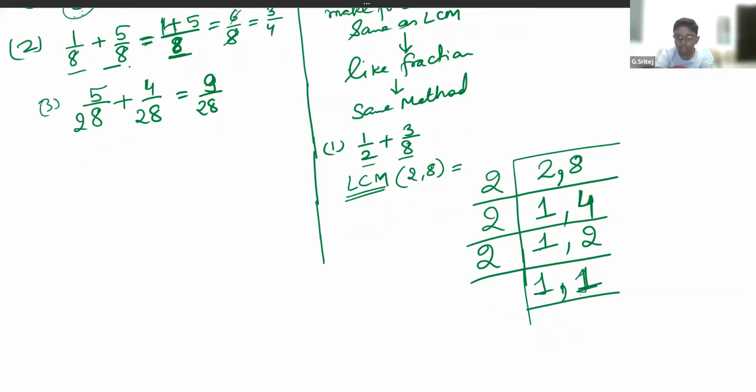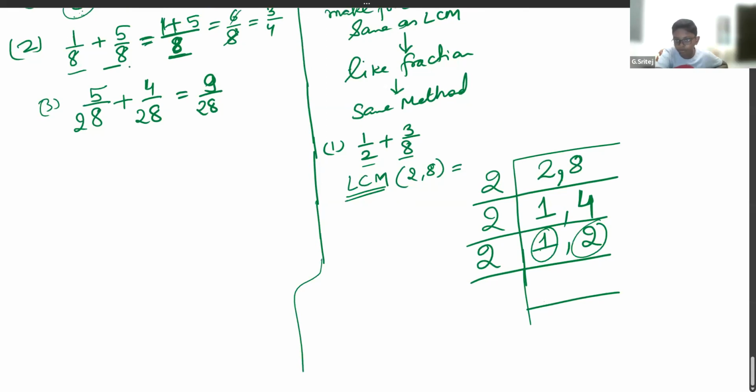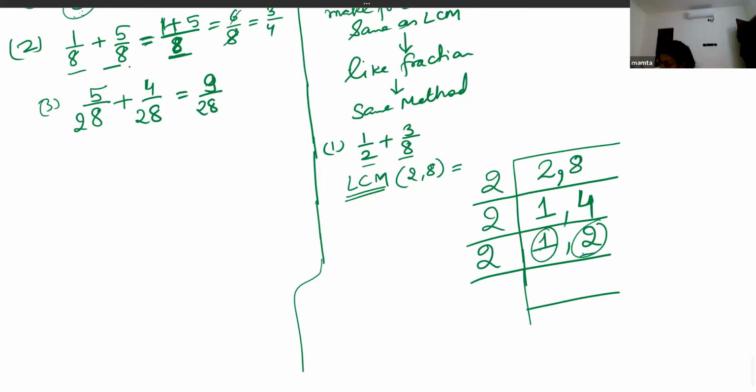Ma'am, but it's not compulsory to make it till 1, right, ma'am? You can just leave it when it's 1 and 2, right? Yes, yes. Now, these both are prime number. Ma'am, okay. 1 is not a prime number, but 2 is prime number.